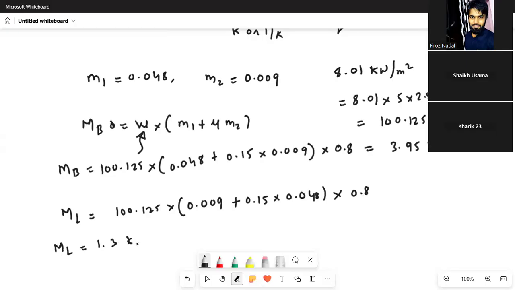So ML you are getting as 1.3 kilonewton meter. So what we have seen in this session, we have seen the analysis of the interior panel. We have calculated the bending moment due to live load. We have also calculated the bending moment due to dead load. Okay, in the next class, we will see the calculation of the shear force due to live load and the shear force due to dead load. We will see that in the next class.